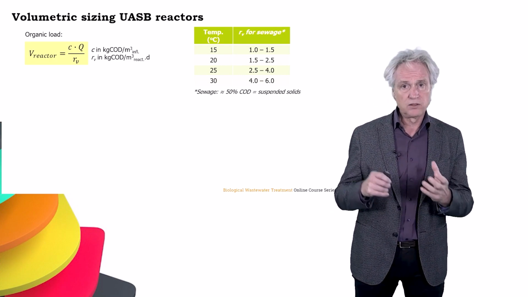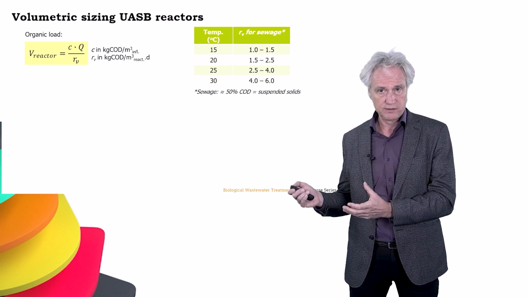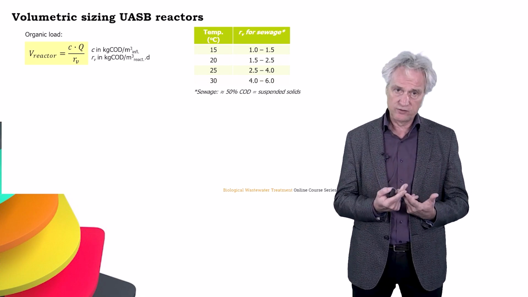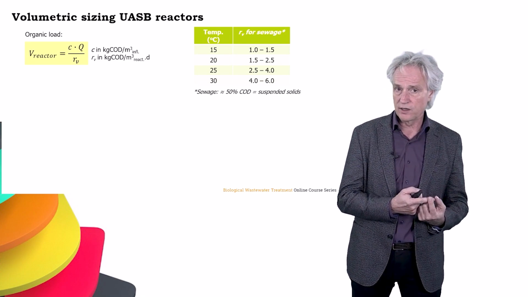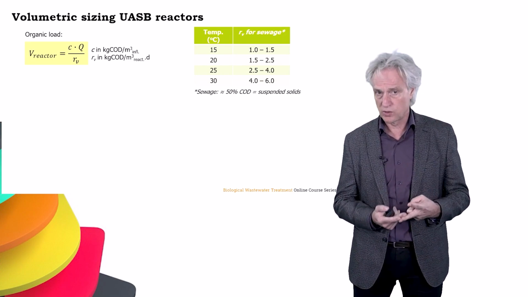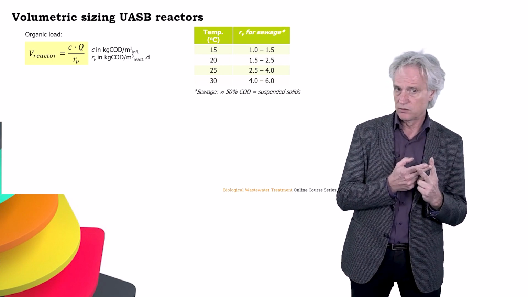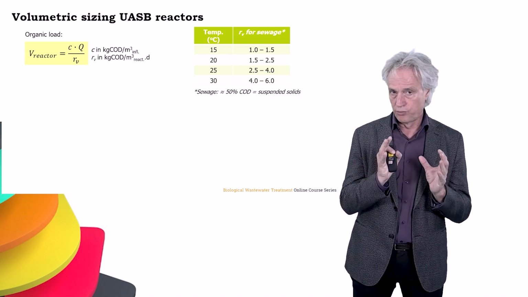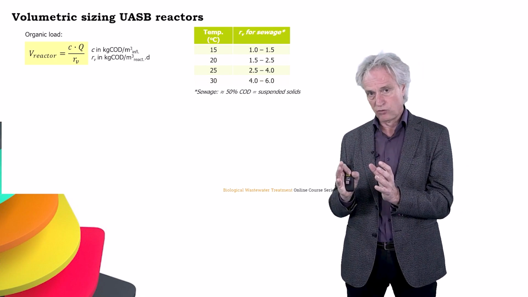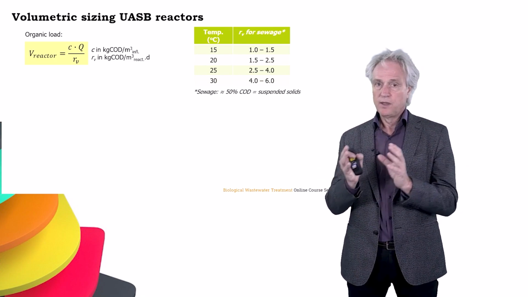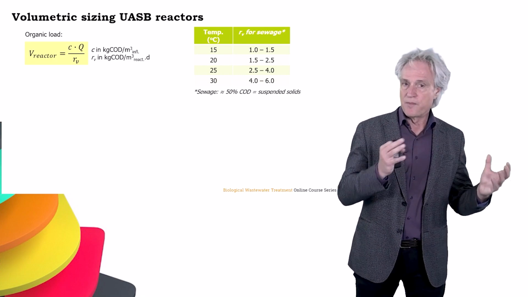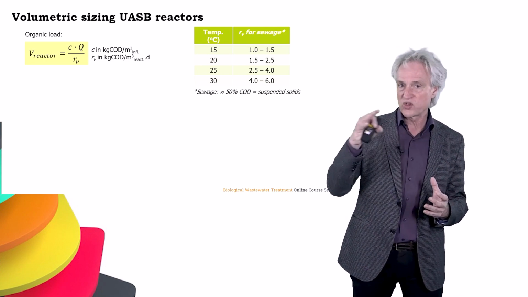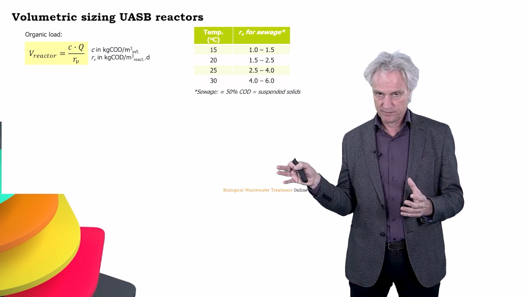Now, an anaerobic reactor of the type upflow anaerobic sludge blanket, the UASB reactors, we in fact design in 2 ways: based on the organic load and based on the hydraulic load. The organic load refers to the amount of COD that we can convert per cubic meter of reactor volume per day, and the hydraulic load is the amount of liquid that we can treat with the anaerobic reactor without washing out the sludge to the effluent.